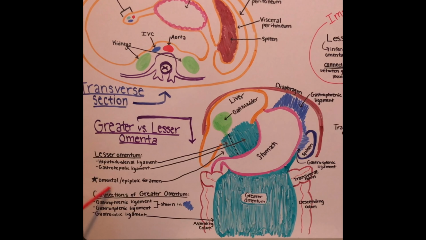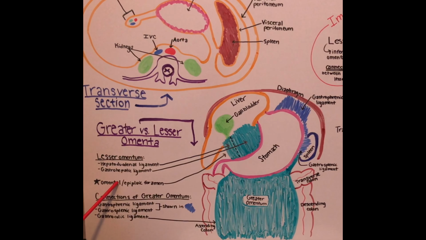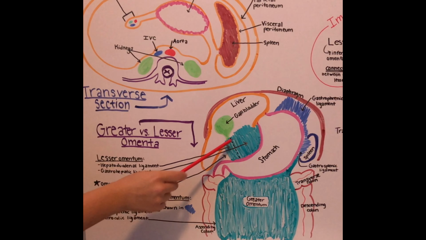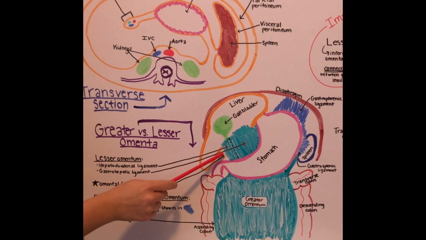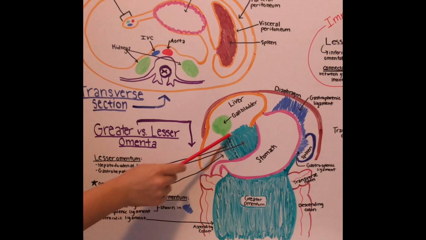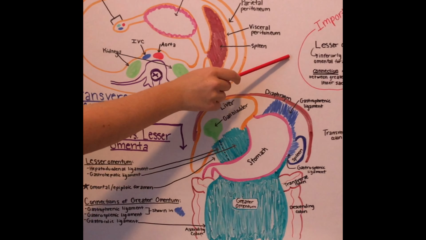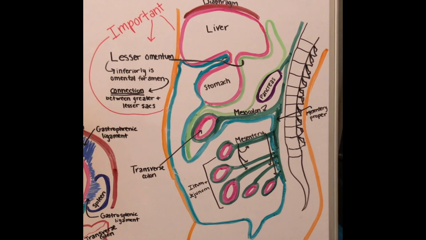Beneath the lesser omentum is a sort of tunnel called the epiploic foramen, also called the omental foramen. The limits of the omental foramen are the hepatoduodenal ligament anteriorly, the inferior vena cava and right crus of the diaphragm posteriorly, the liver superiorly, and the first part of the duodenum inferiorly. The omental foramen is important because it is the connection between the greater and lesser sacs of the peritoneum.